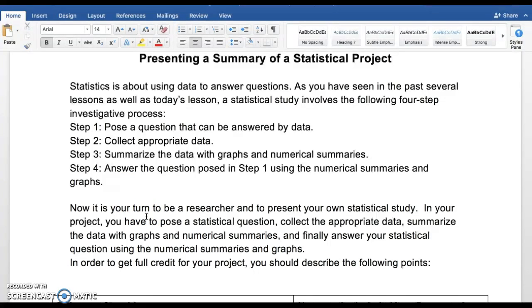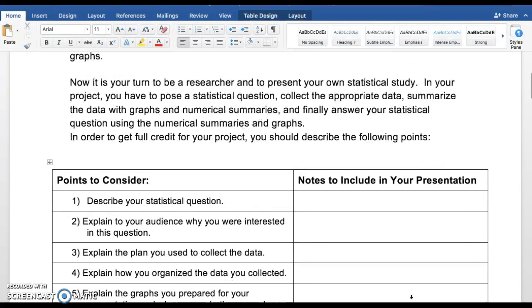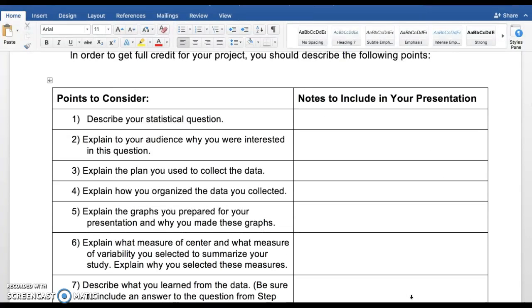Now, it's your turn to be a researcher and to present your own statistical study. In your project, you have to pose a statistical question, collect the appropriate data, summarize the data with graphs and numerical summaries, and finally answer your statistical question using the numerical summaries and graphs. In order to get full credit for your project, you should describe the following points. And I'm going to share with you this table here. Look at this column, it shows you points to consider and notes to include in your presentation.